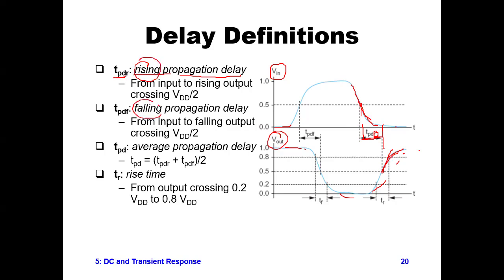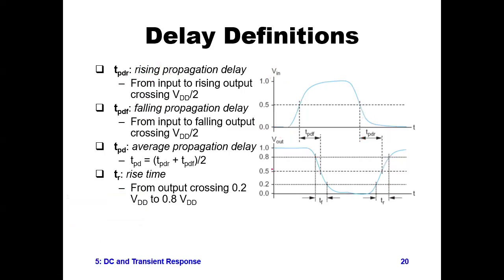Then there is a falling propagation delay. See, your input is going up and the output is coming down. So the difference between this and this is the falling propagation delay. Now the valid question should be how these markers have been created.